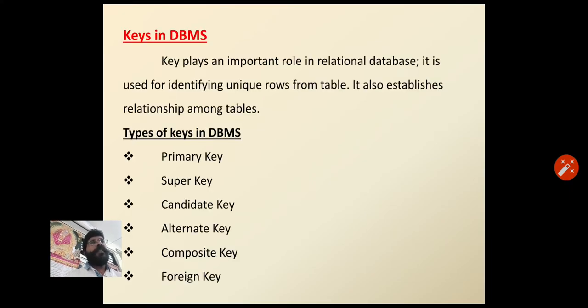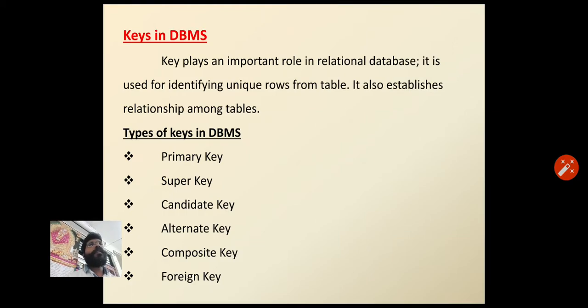Keys in a DBMS. What is the key? Key plays an important role in a relational database. It is used to identify a unique row from a table. It also establishes relationships among the tables. There are different types of key in DBMS: primary key, super key, candidate key, alternate key, composite key and foreign key. First we discuss what the primary key is.